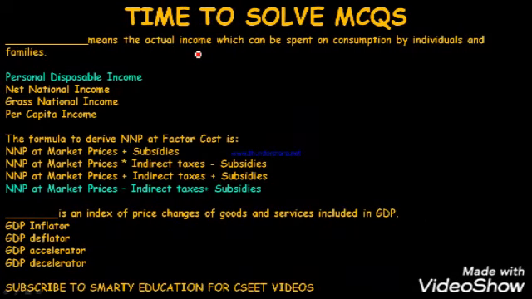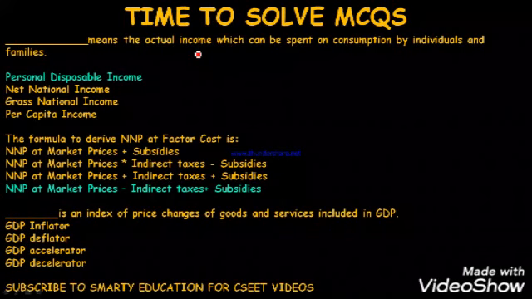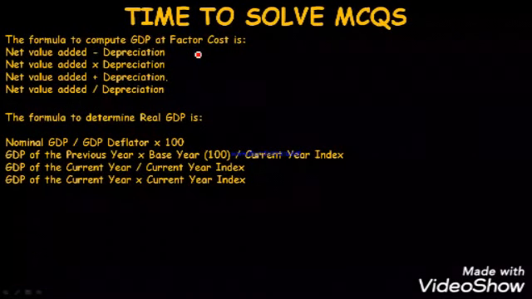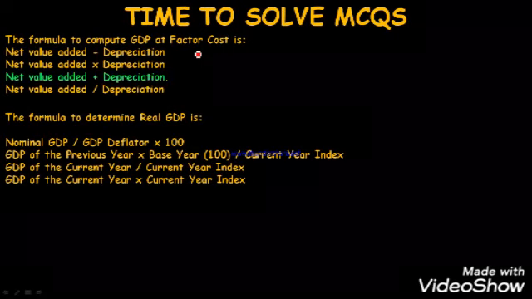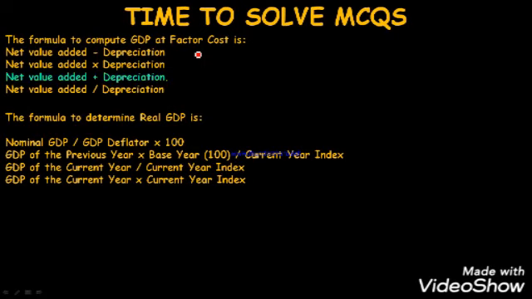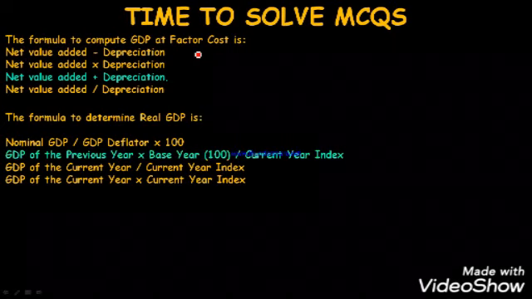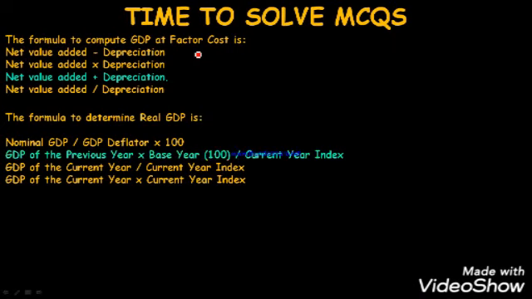GDP deflator is an index of price change of goods and services included in GDP. I have told you about the GDP deflator in the previous video. Now the formula to compute GDP at factor cost is, okay, try to remember, net value added plus depreciation. Now the formula to determine real GDP is, I have told you that the base year will be taken equal to 100.